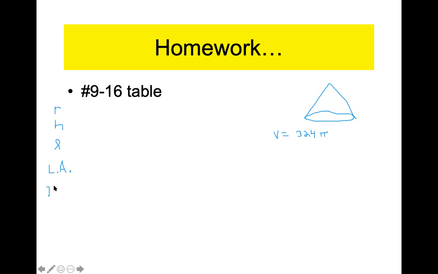All right. So let's see if this one's bad or it's not too bad. Well, the only thing we're given is volume, so we better start off with the volume formula. So the volume formula is pi r squared h divided by 3. And we are told here that the volume is 324 pi.